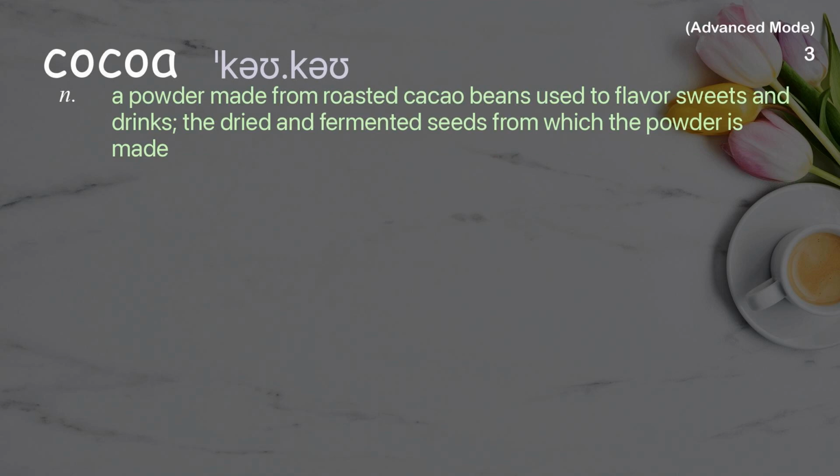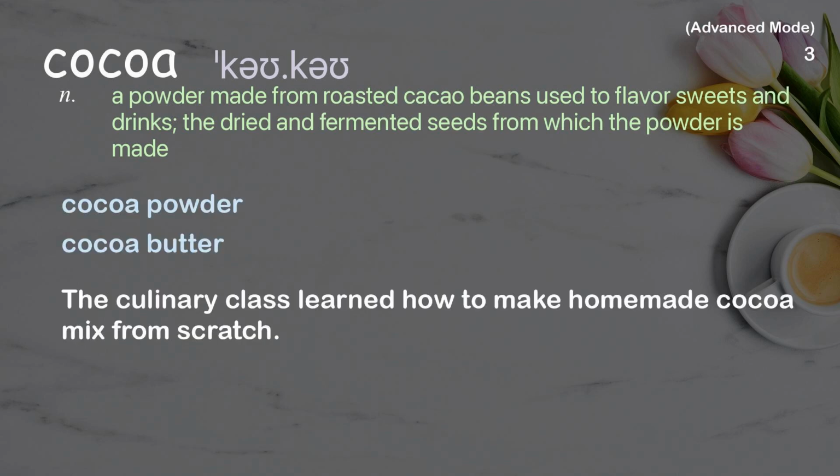Cocoa. A powder made from roasted cacao beans used to flavor sweets and drinks, the dried and fermented seeds from which the powder is made. Examples: Cocoa powder. Cocoa butter. The culinary class learned how to make homemade cocoa mix from scratch.